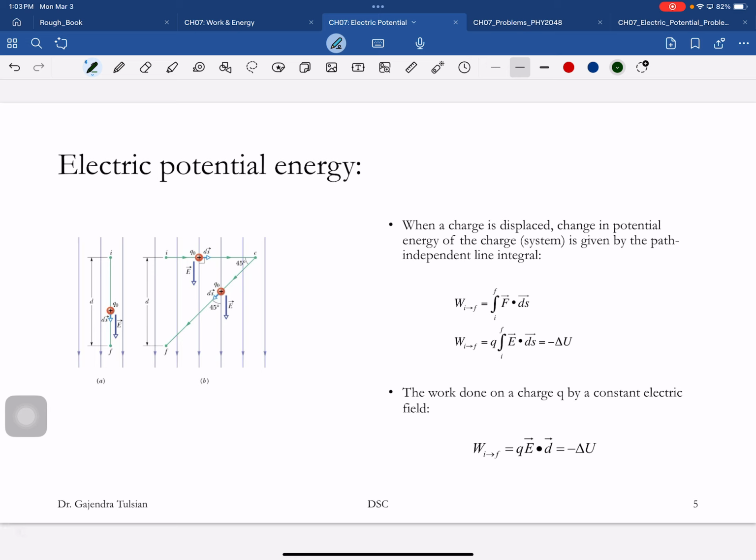All right, so I'll illustrate that for you in a very simple case. The force exerted by the electric field is conservative, so the work done is path independent. I'll show that to you for a constant electric field. It's true even if the electric field is changing spatially, but we'll show it for a constant electric field.